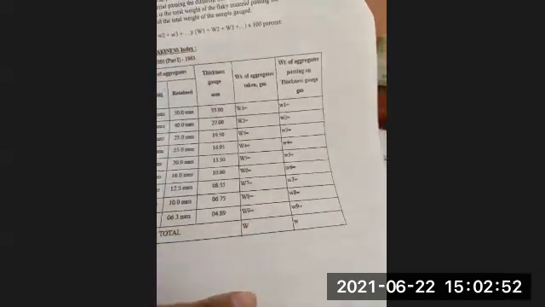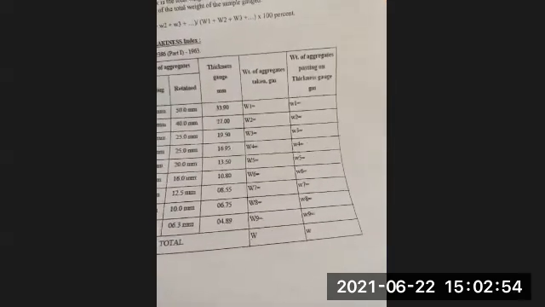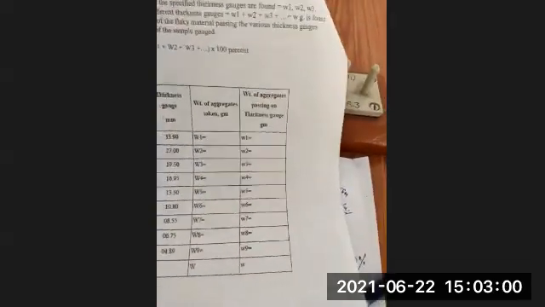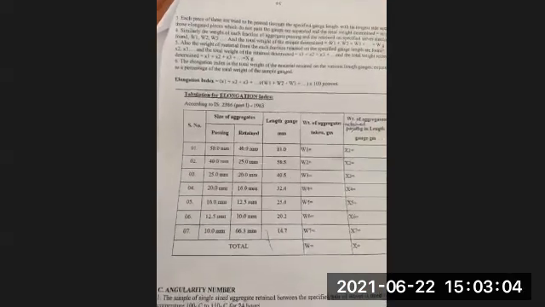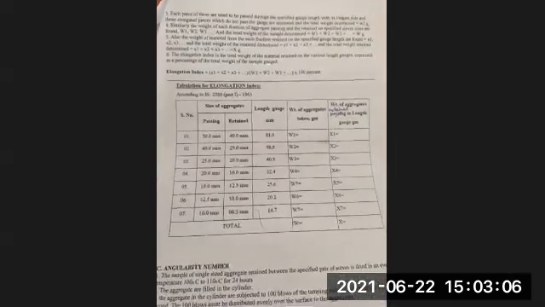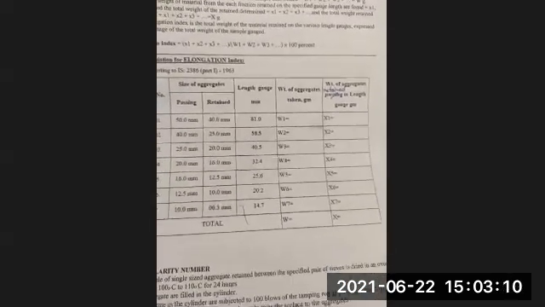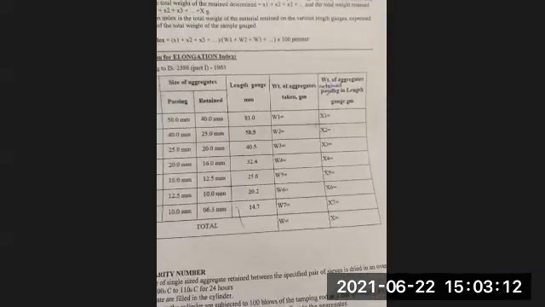Weight of aggregate taken. So basically these are the fractions of aggregate present on our sieve, and this is the aggregate which is passing through the thickness gauge. In the same manner, we make a table for elongation index and we find the elongation index of our aggregate. So basically this is all about our shape test of aggregate. So I think it is clear to everyone.